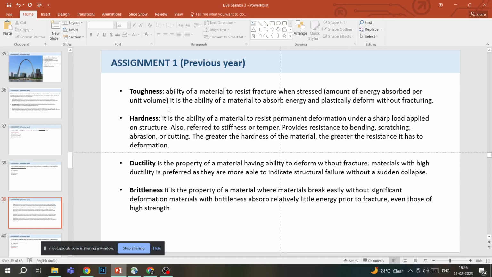So this is ductility. Brittleness is the property of a material where the material breaks easily without significant deformation. So deformation doesn't happen in brittleness. The material itself breaks. For example, if a material is brittle in nature, you put some kind of load on it and it fractures. It does not deform, it fractures. That is called brittleness. Materials with brittleness absorb relatively little energy prior to fracture, even those of high strength.